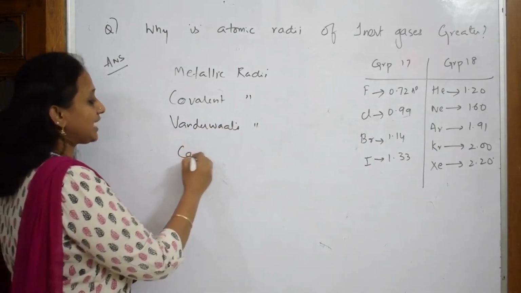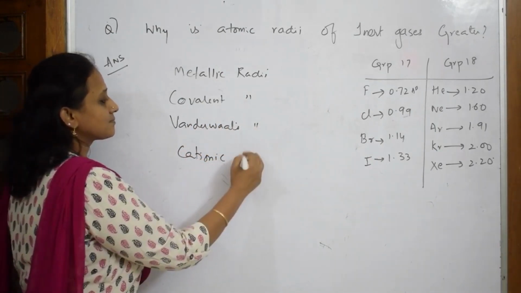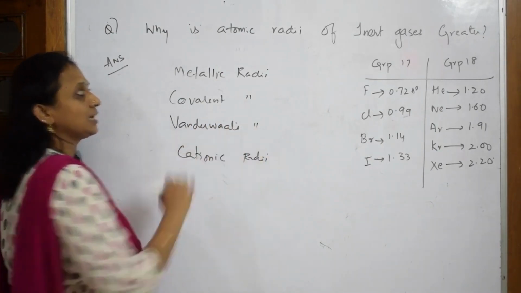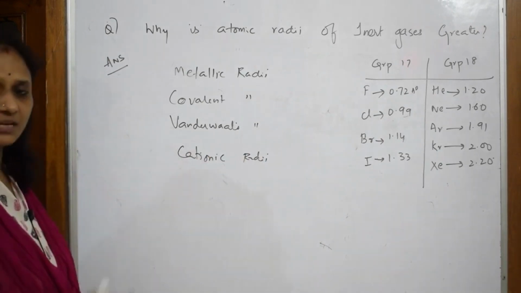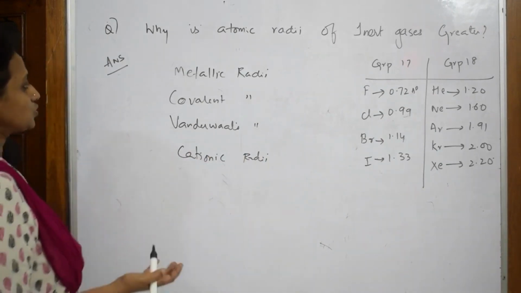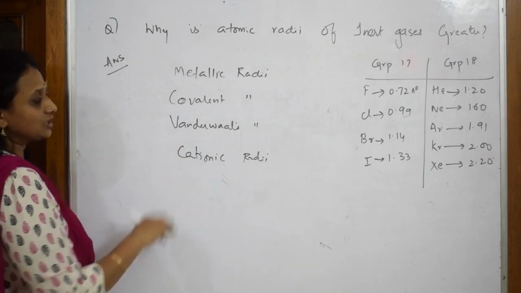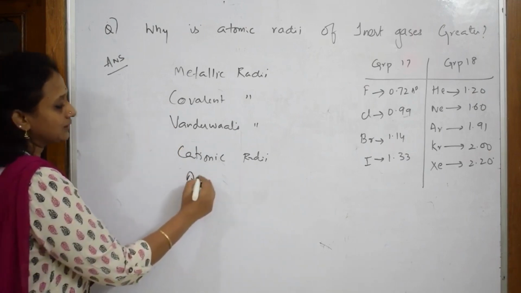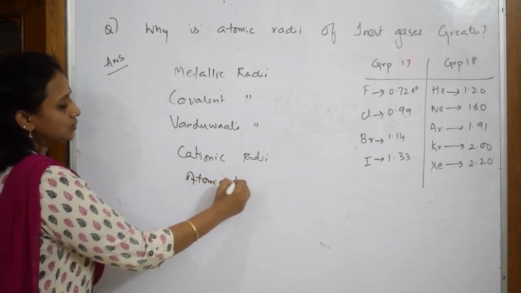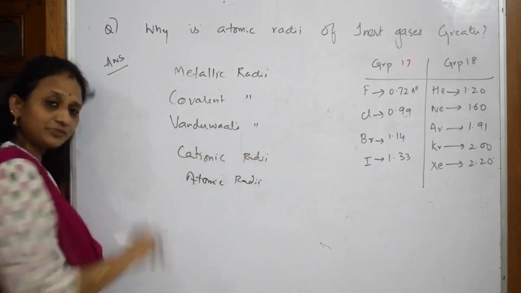We have studied cationic radii, isn't it? Like the types in the atomic radii. So what do we have? Metallic we have done, van der Waals we have done, covalent we have done, cationic we have done, right? Okay, atomic radii also done. So these are the different types of radii.